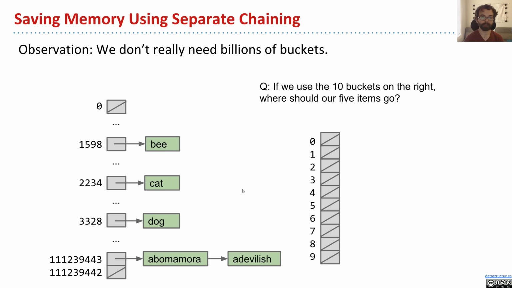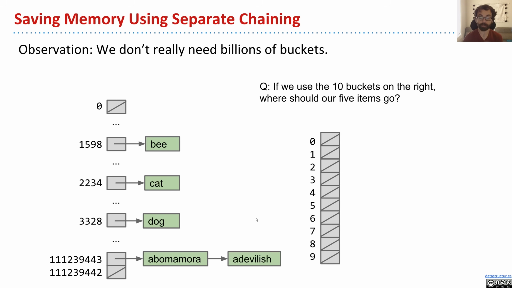All right. So now that improvement that I was promising. I'm going to observe that we don't really need billions of buckets. Here I have maybe 2 or 4 billion buckets, but what if I just had 10? So that's a question for you, actually. If I have these 5 items with these hash codes, where do you think those 5 items should go if I only had 10 buckets instead of billions? Use your intuition. Do something that feels right.